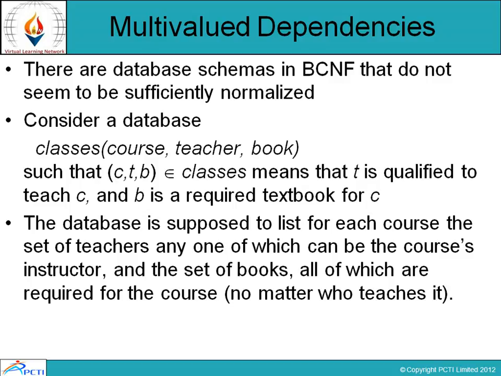Here, consider classes with course, teacher and book, in short CTB, that belong to classes, meaning that T is qualified to teach C and B is a required textbook for C. You see a relation like this, and the database is supposed to list for each course the set of teachers, any one of which can be the course's instructor, and the set of books, all of which are required for the course, no matter who teaches.